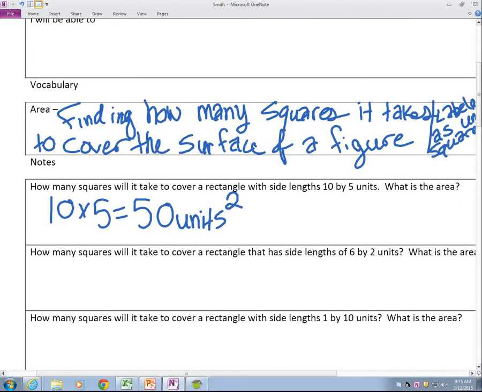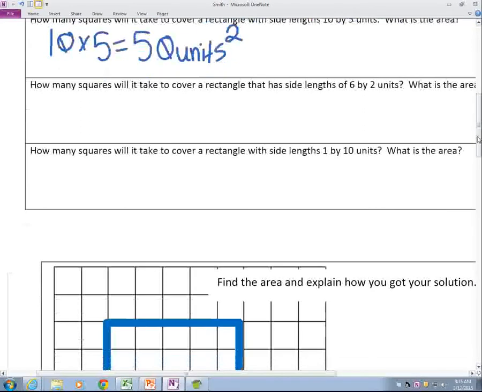If we were to count them each one by one, the way that you probably did when you were in second grade, that's what we would do. I want to put a line through that so you guys know that it's a 0. How many squares would it cover a rectangle that is 6 by 2? What is the area? DJ, what are we going to do with this one? We're going to multiply 6 by 2.